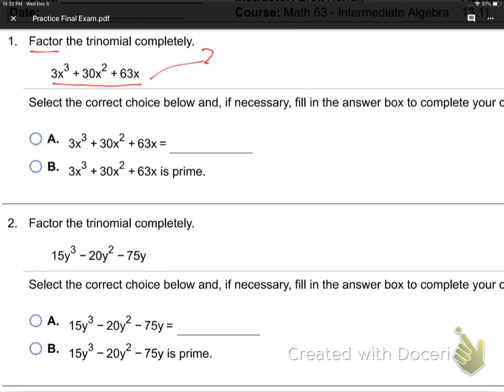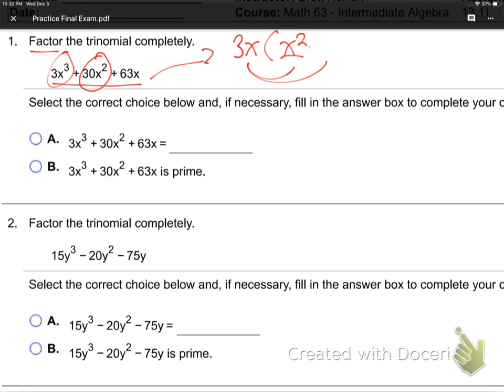So what's the GCF? We can take out 3x. 3x goes into all of them. What three things does it leave inside? 3x times what will go back to 3x cubed, x squared. And 3x times what will go back to 30x squared, 10x. Put that back there.